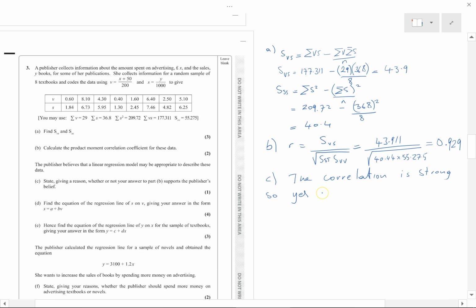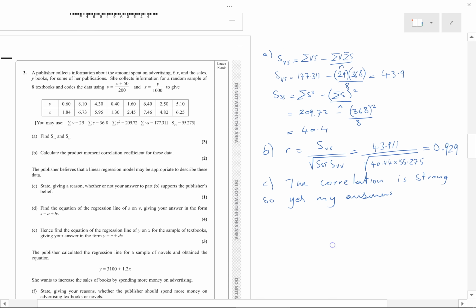my answers support it. You must say yes. You've got to complete it, because they're asking you whether your results support the claim, so you've got to say yes or no. So yes, my answers support it. You might choose to say that first rather than do it that way around. I've done it this way, but that wouldn't matter. But you must say yes. So yes, my answer supports the publisher's claim.